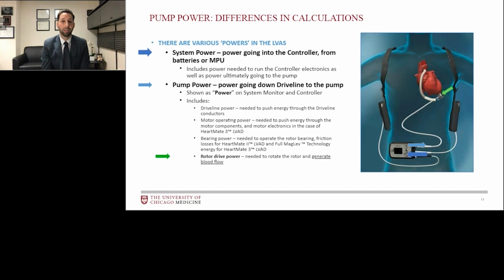So one could argue, at least for the clinicians in the audience, that the only power that actually matters is this rotor drive power. Again, this one is directly the power that influences flow. All the other sources of power are obviously important for the engineers in the audience, but less so for the clinicians.